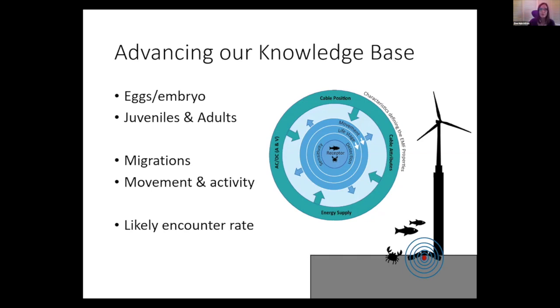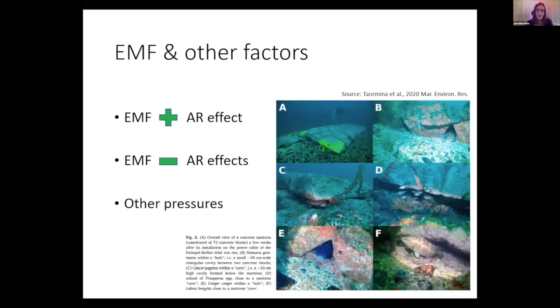In addition to that, electromagnetic fields don't exist in separation from other factors that are presented to them. So we might also have to consider the artificial reef effects. Some cables may present artificial reef effects with the cable protections that are used, others won't. And in terms of the studies that we do going forward, we might want to consider those things together, but we also need to separate them in order to truly understand the effects of electromagnetic fields. And then we need to take a step back and really understand the other pressures that come from the environment that our animals are exposed to, and they're the cumulative pressures that we talk about.